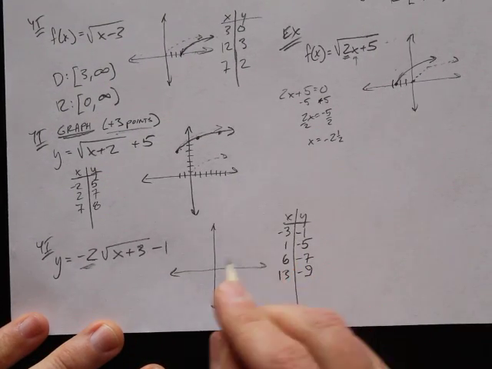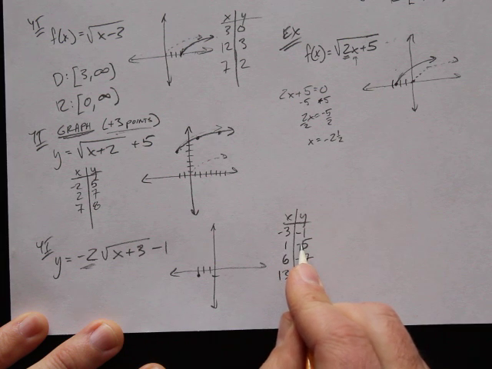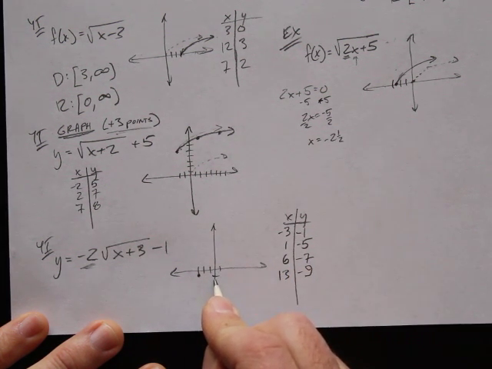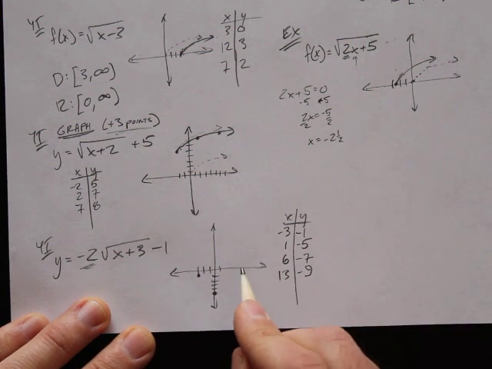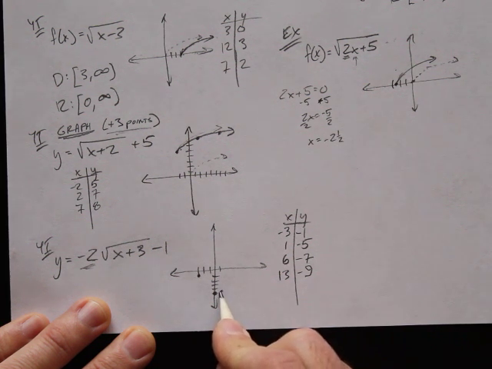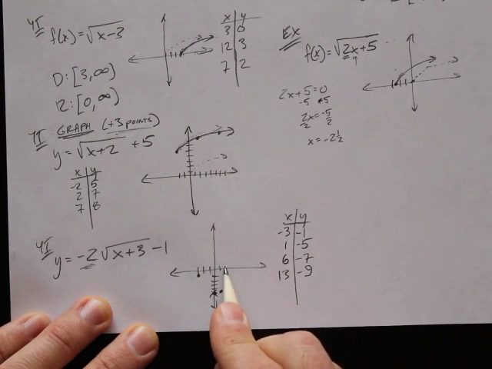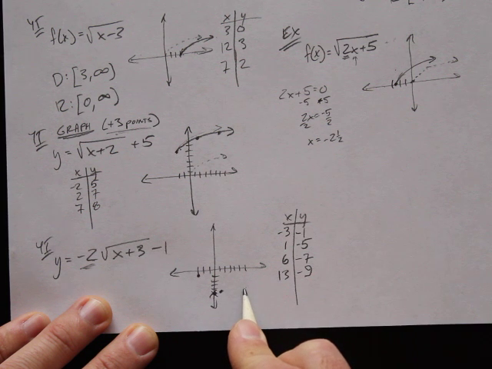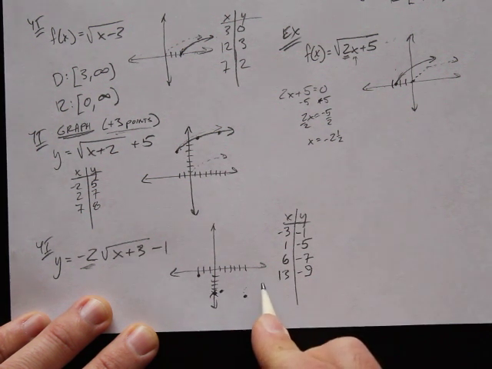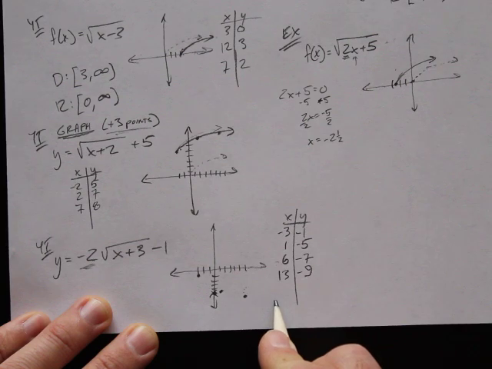Let's graph it. -3, -1. 1, -5. Ooh, that's weird. Let's do another one. 6, oops, right here, sorry. Then we've got 6, and we go down to -7. So if this is -5, 6, 7, right here. And then we've got another one. 13 is way over here, and -9 is going to be down here.